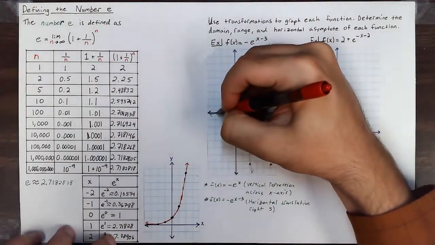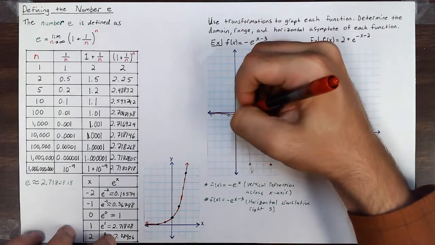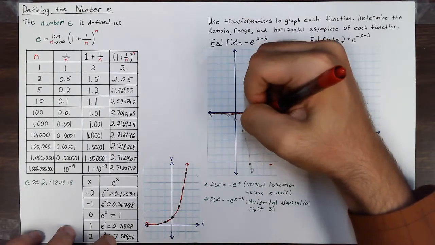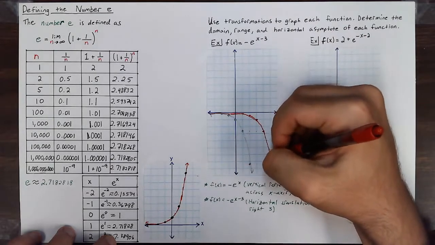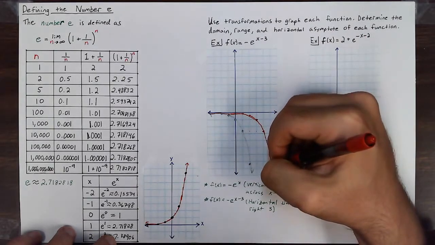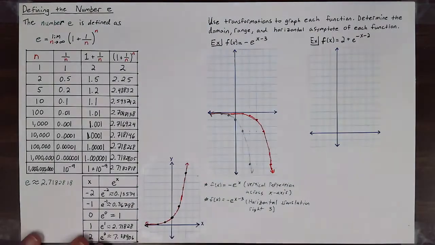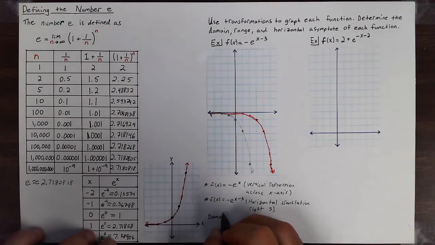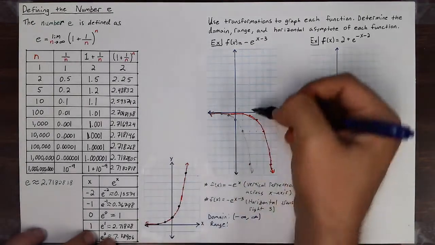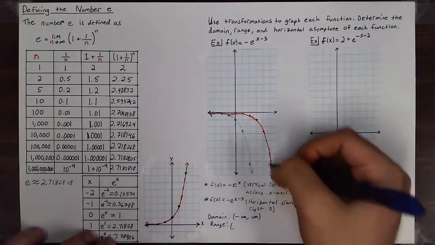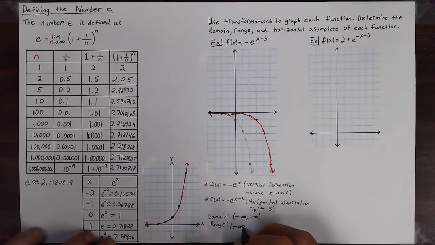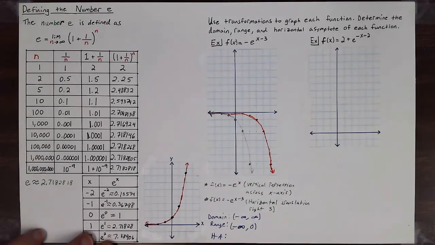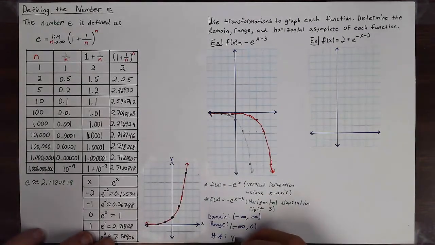So it still flattens out at y equals 0. It's just now below that horizontal asymptote instead of above it. So when I go to write the domain, it's still all real numbers. You can plug in any x value you want. So negative infinity to infinity. The range, in this case, wouldn't go from 0 to infinity. It's now actually negative infinity all the way up to 0, since it's flipped upside down. And the horizontal asymptote, which I'll write for short with HA, is still at y equals 0, since there wasn't a vertical shift.